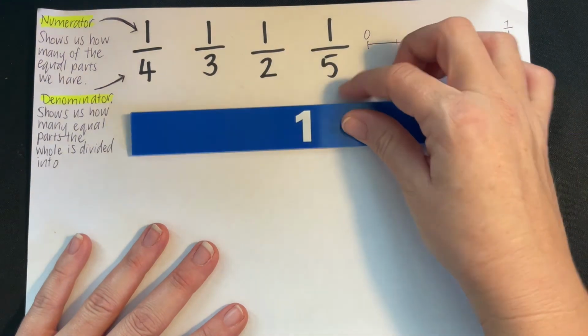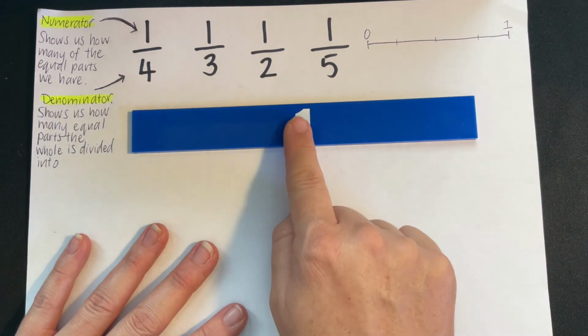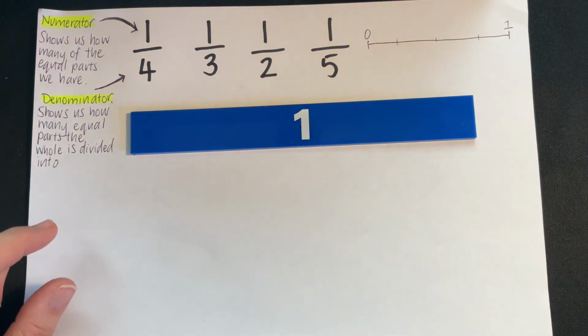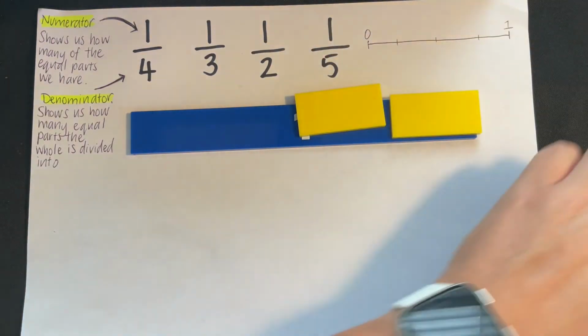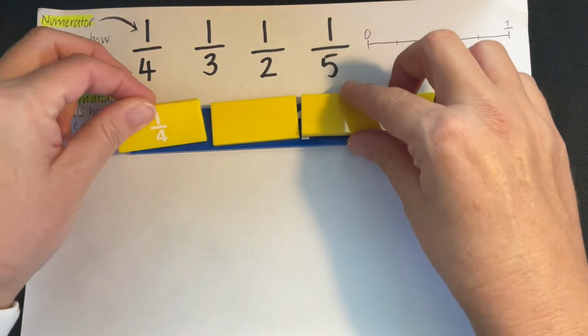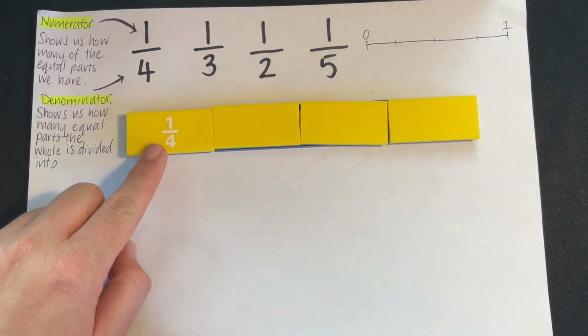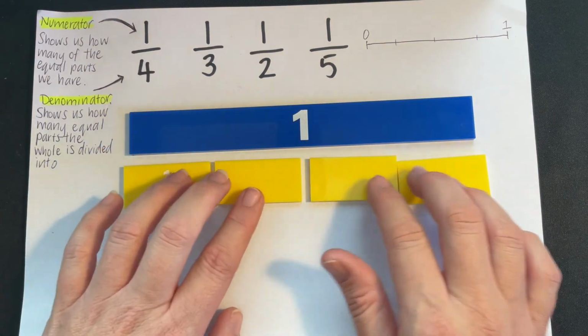So here I have my whole. This is one whole. This rectangle represents one whole. And the denominator is telling us that we need 4 equal parts. So I'm going to use my tiles and place 4 equal parts on my whole. The numerator shows us how many equal parts we have, and we have 1. So here we have 1/4.